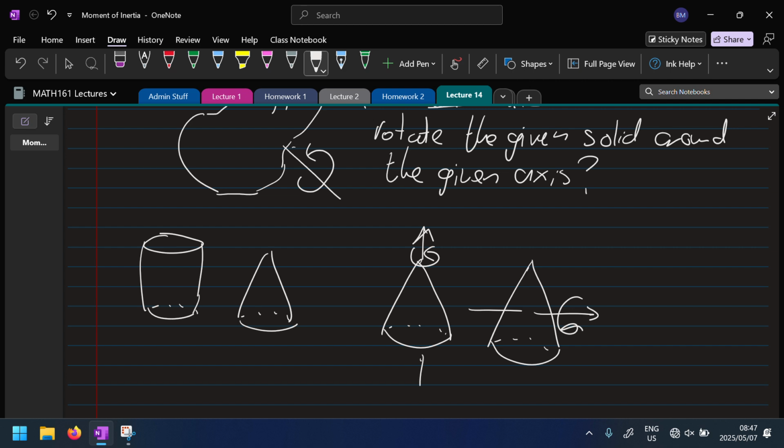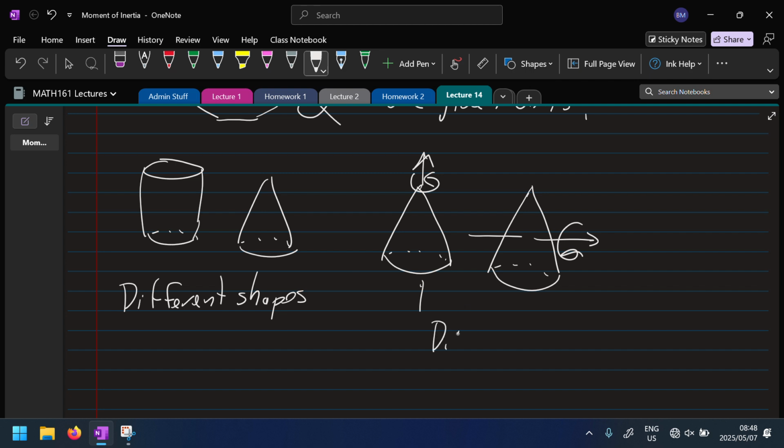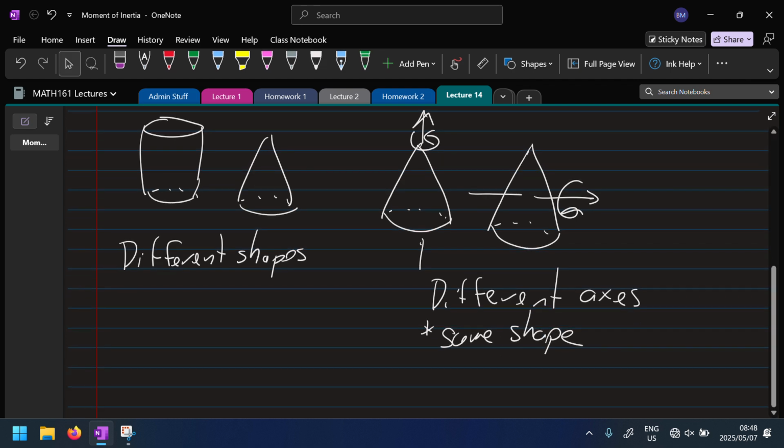Now, you need to see the combination of the two: how difficult is that going to be as a whole? Here we have different shapes, and here we have different axes, same shape. The whole idea is that different shapes will have different moments of inertia, and choosing different axes with the same shape will also have different moments of inertia, based on how the mass is going to be moving around this axis.